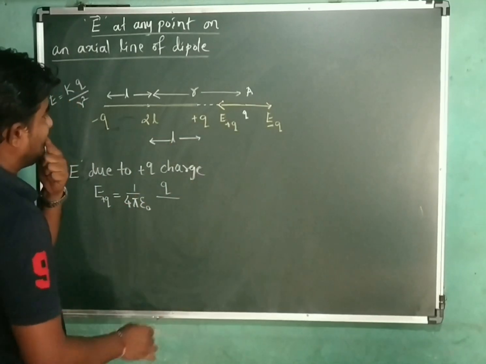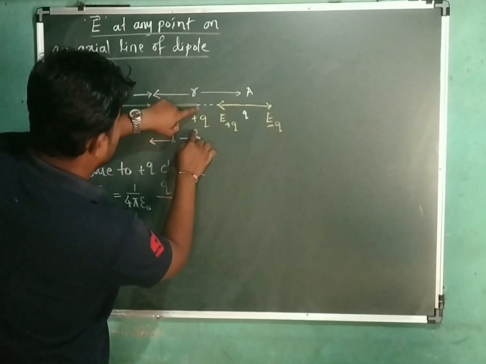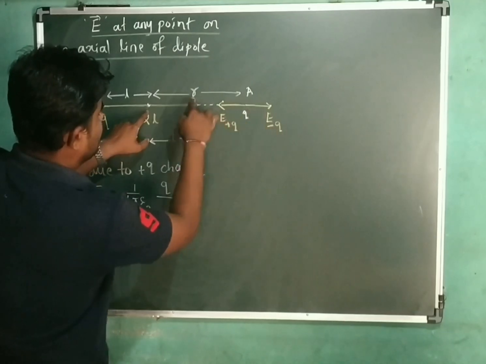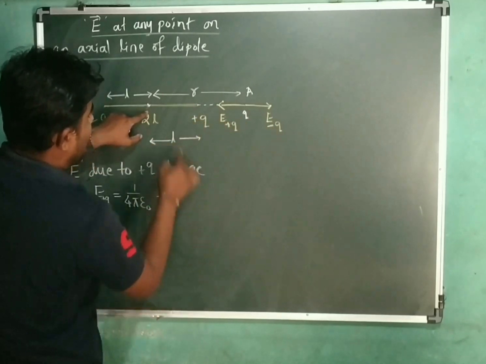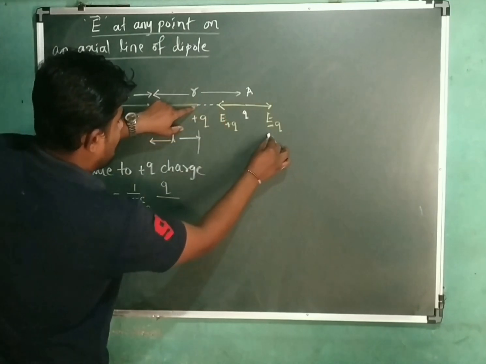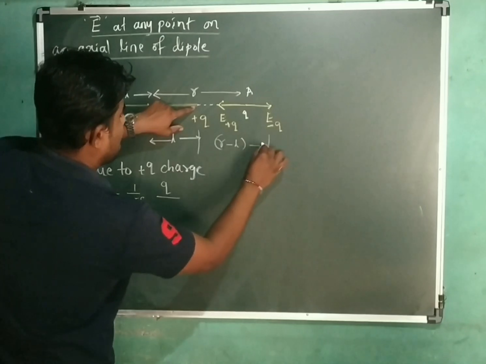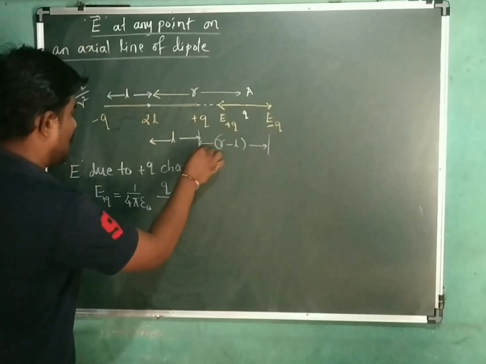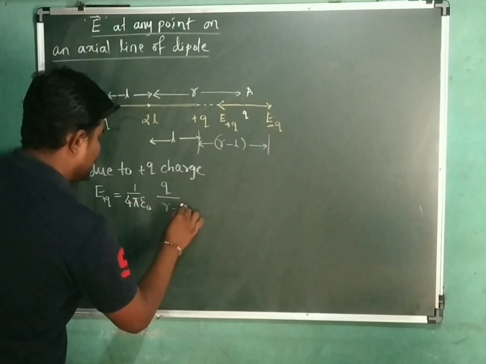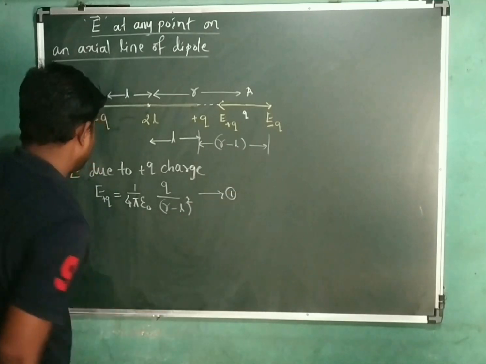Distance is how much? As you can observe here, this distance from here to here is r, and here to here this is L. Therefore, I can write this distance as r minus L. Therefore it is (r minus L) square. Let us call it equation number 1.